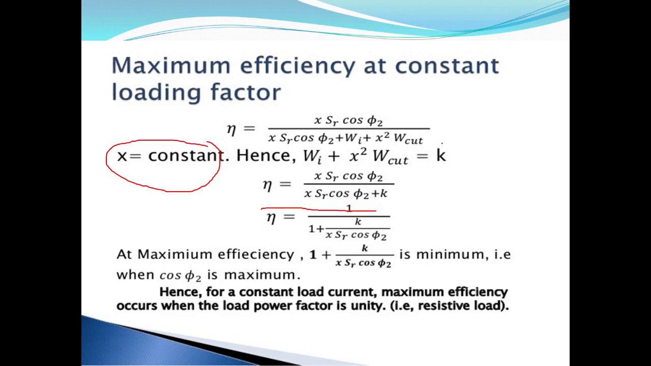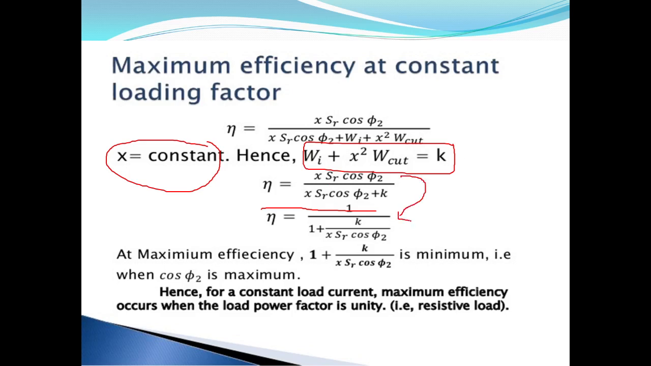So this can be written as I_s equal to k W_i plus I_s square into W_cu. Why? Because here the load is constant, there is no change. So the iron losses and constant losses, as well as the copper loss, also do not change. So that's why I'm replacing it with k. So this equation I'm writing like this.